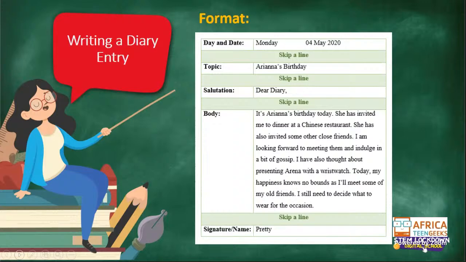And if you quickly look at the body of this diary entry, it's very, very happy, right? We know this is happy because we have the words birthday, invited me to dinner at Chinese restaurants, other close friends, looking forward, gossip, wristwatch, happiness knows no bounds. All of those words contribute to the jubilant or celebratory tone of the specific diary entry.